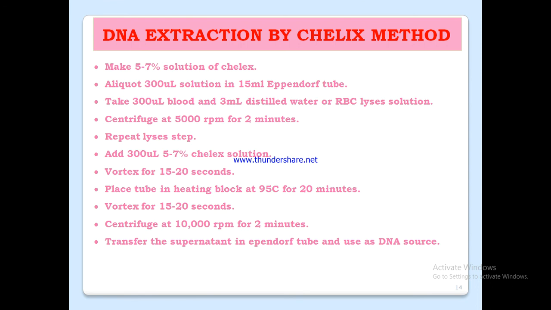Vortex for 15 to 20 seconds. Place the tube in a heating block at 95°C for 20 minutes. Vortex for 15 to 20 seconds. Centrifuge at 10,000 revolutions per minute for 2 minutes. Transfer the supernatant to an Eppendorf tube and use it as the DNA template.